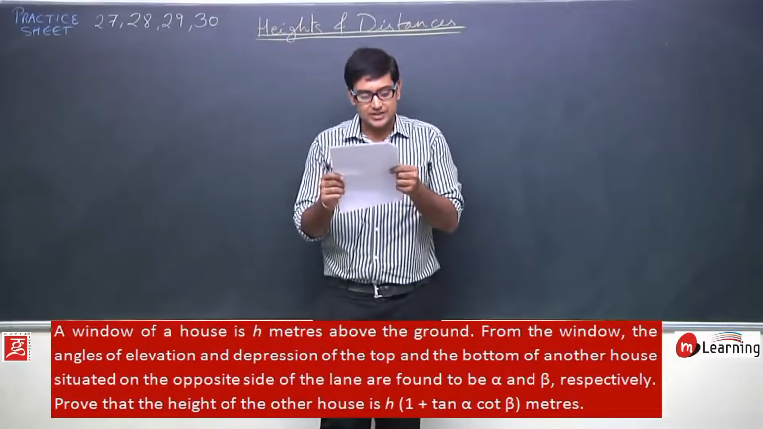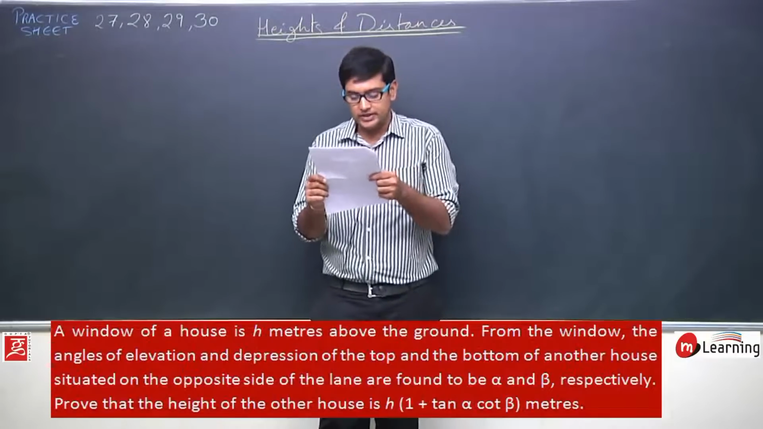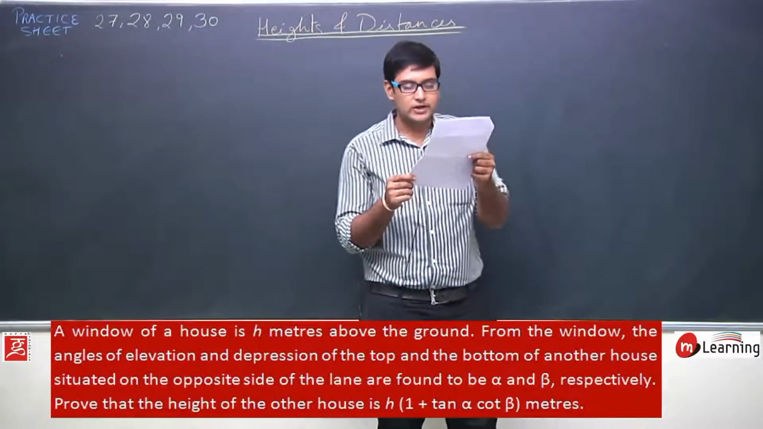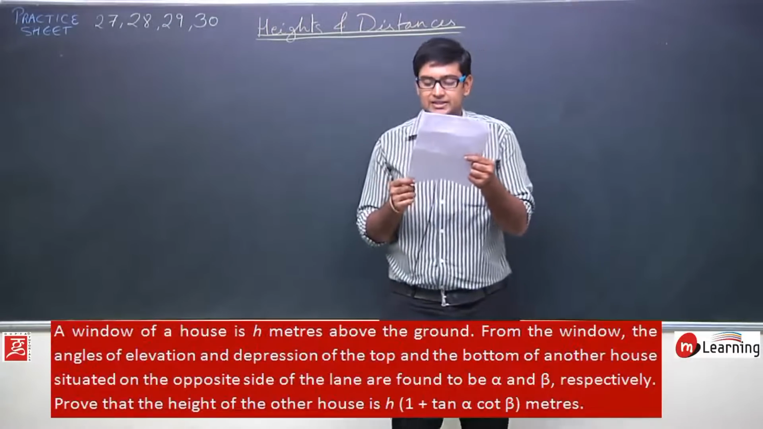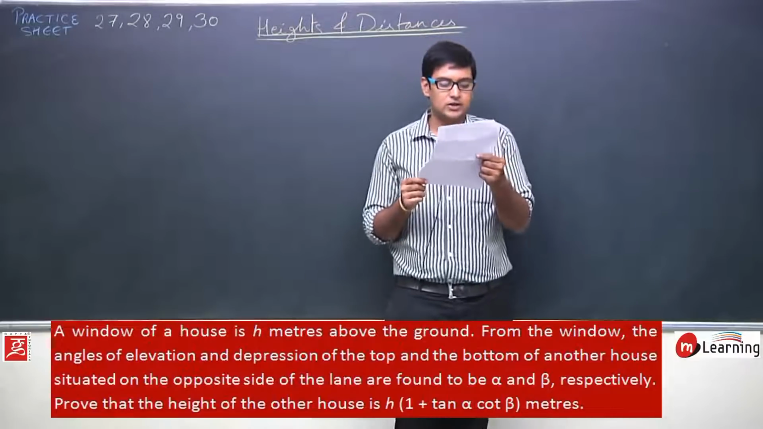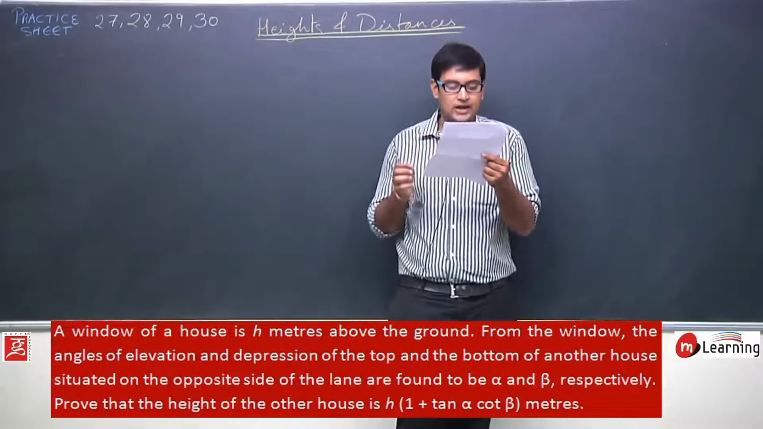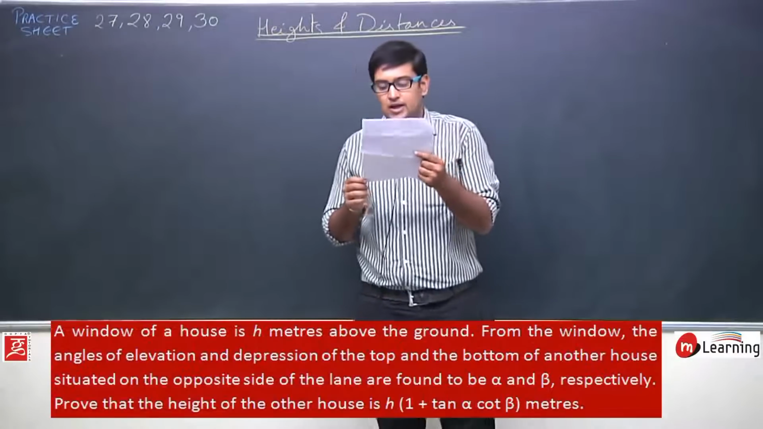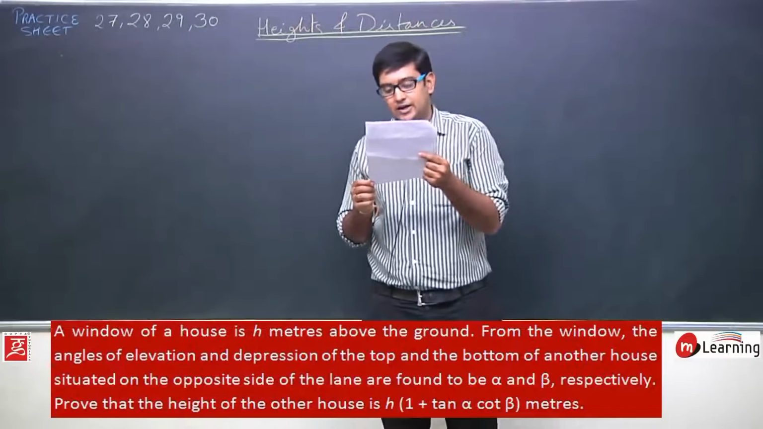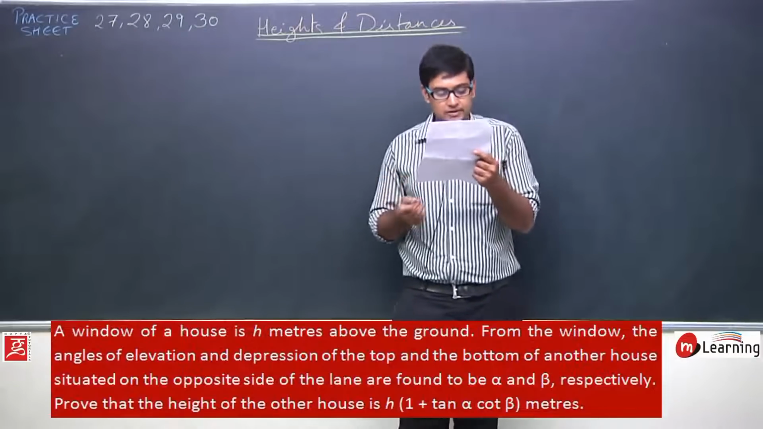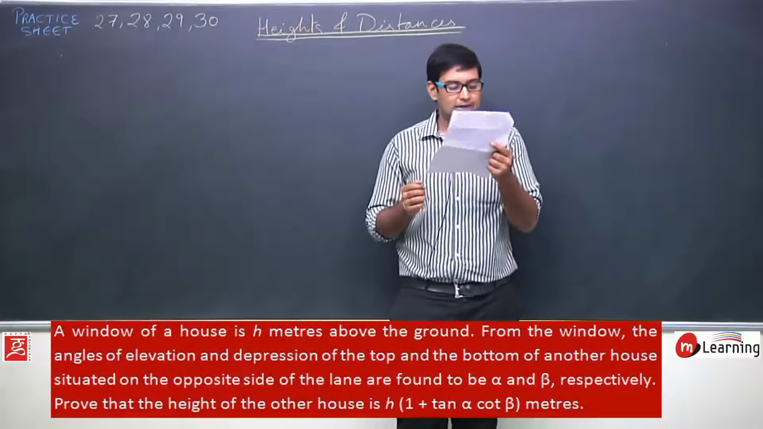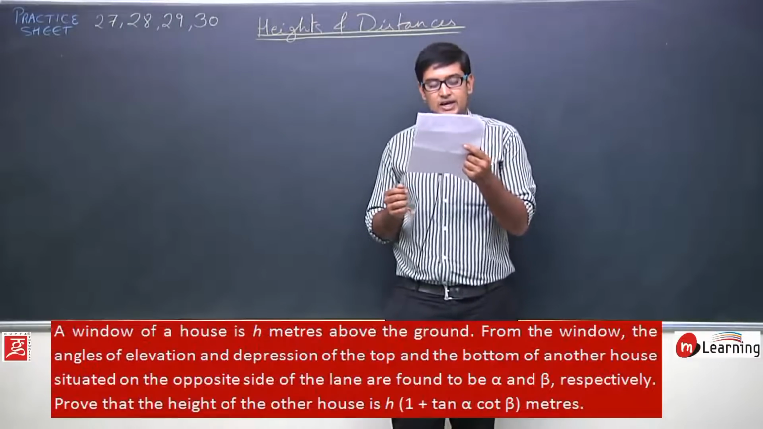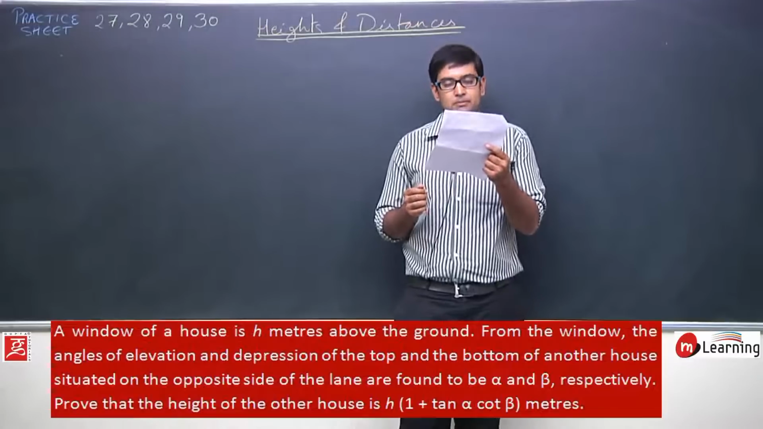Question number 27 says: a window of a house is h meters above the ground. From the window, the angles of elevation and depression of the top and the bottom of another house situated on the opposite side of the lane are found to be alpha and beta respectively. Prove that the height of the other house is h times (1 plus tan alpha into cot beta) meters.